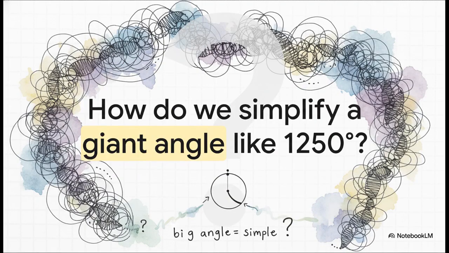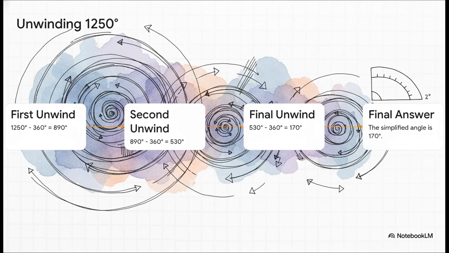Okay, that was pretty straightforward. But you might be thinking, so what? Why do I need to do this? Well, imagine you get a problem with a massive angle, something like 1250 degrees. Trying to even picture that is a real headache. This is where coterminal angles become your best friend. The most obvious way to tackle this is to just start unwinding it. We take 1250 and subtract a full circle, 360. We get 890. Still way too big. Let's do it again. Now we're at 530. Still bigger than a circle, one more time, and we land at 170 degrees. Now that's a nice, simple angle we can actually work with.